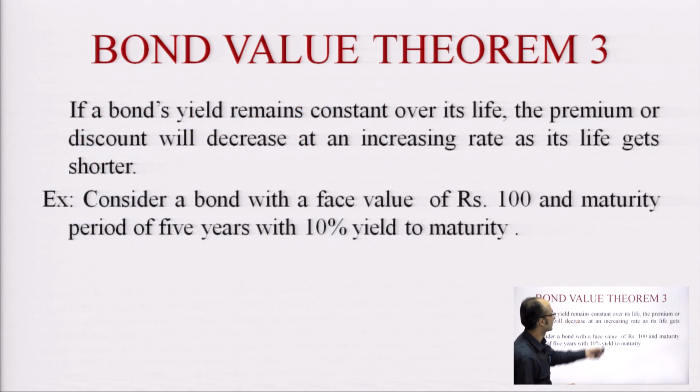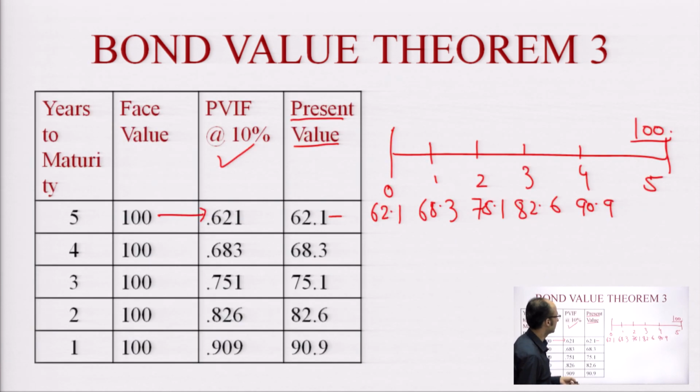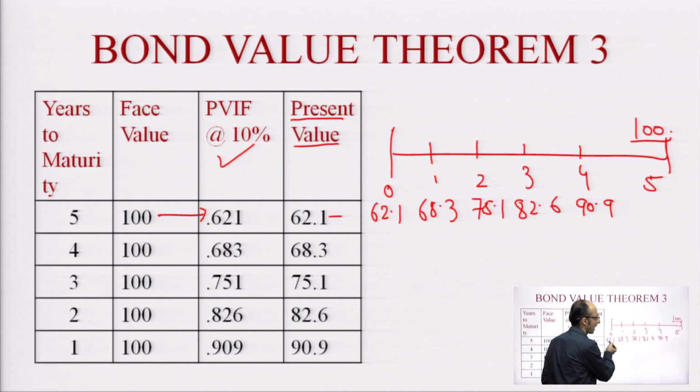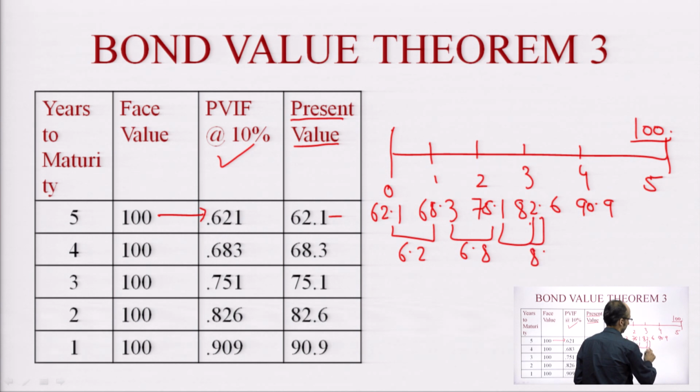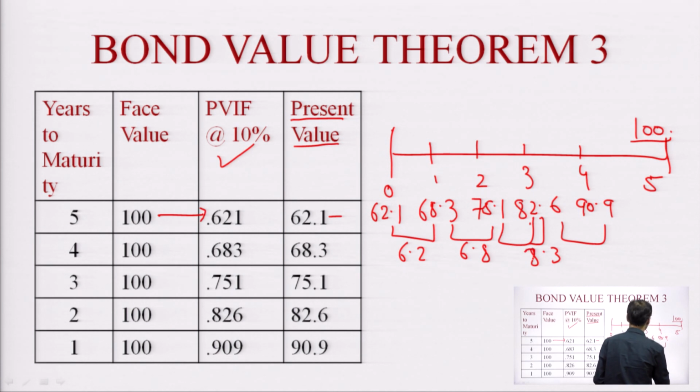a bond yield remains constant over its life, the premium or discount will decrease at an increasing rate as its life gets shorter. Now you can clearly see here the discounts are declining at an increasing rate. How is it increasing? You can clearly see the differences between these values year on year. Here the difference comes out to 6.2, here roughly 6.8, here 7.5, here 8.3, and here the difference comes out to 9.1.